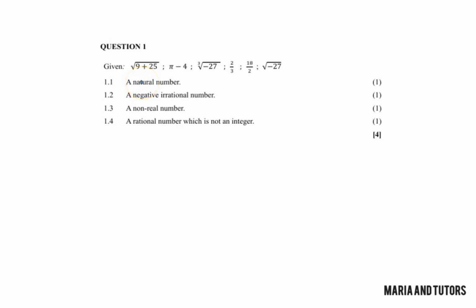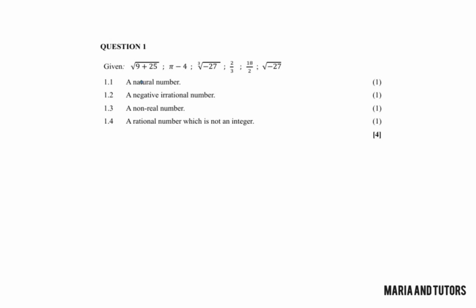Question 1. We're given the square root of 9 plus 25, pi minus 4, the cube root of negative 27, 2 over 3, 18 over 2, and the square root of negative 27. And we are asked to identify a natural number, a negative irrational number, a non-real number, and a rational number which is not an integer.